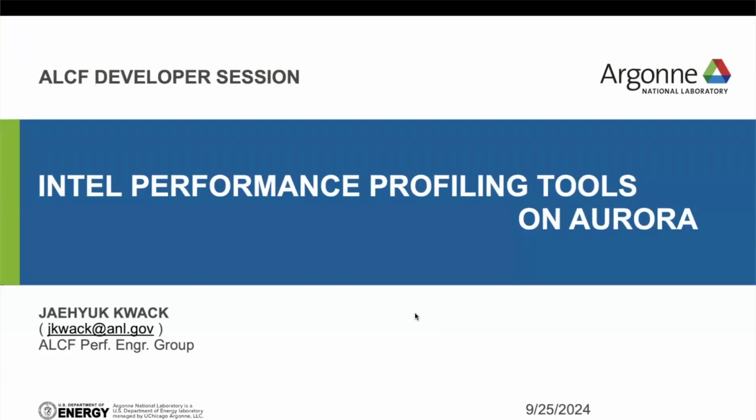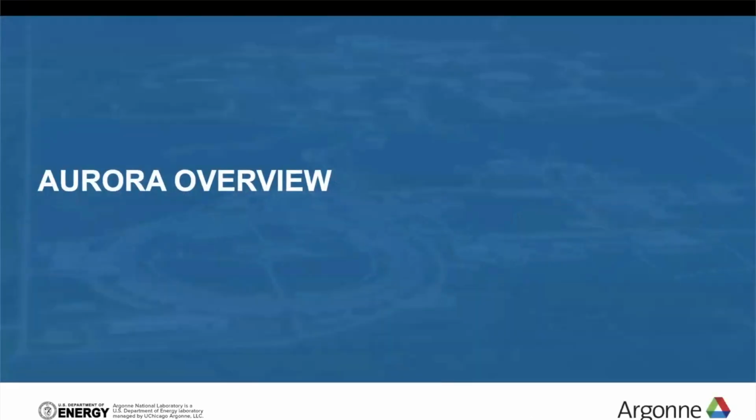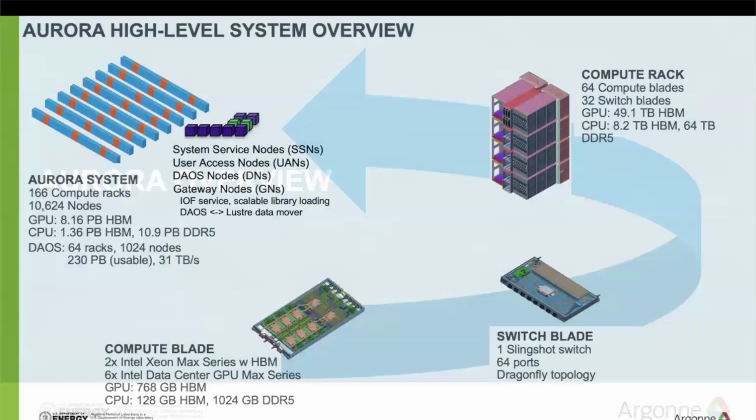Before we start talking about the tools, let me briefly talk about the Aurora system. Aurora is one of the most powerful systems in the world at the moment. So this is literally an exascale system. As you can see here, Aurora has 166 compute racks, and in total it has 10,624 nodes. It's really a big system in terms of number of nodes, number of racks, number of network endpoints, and number of GPUs.